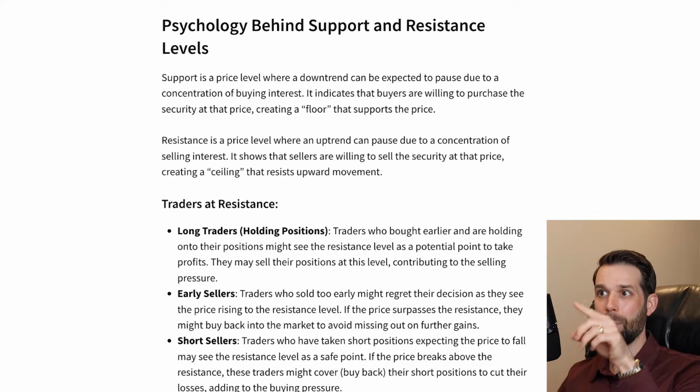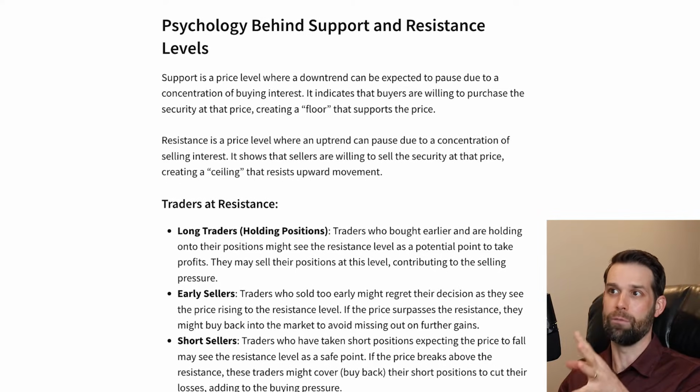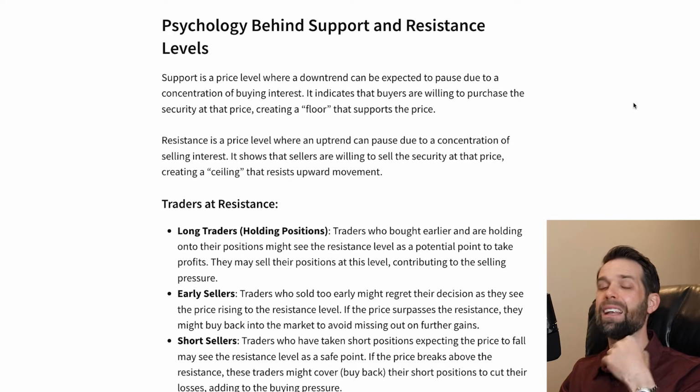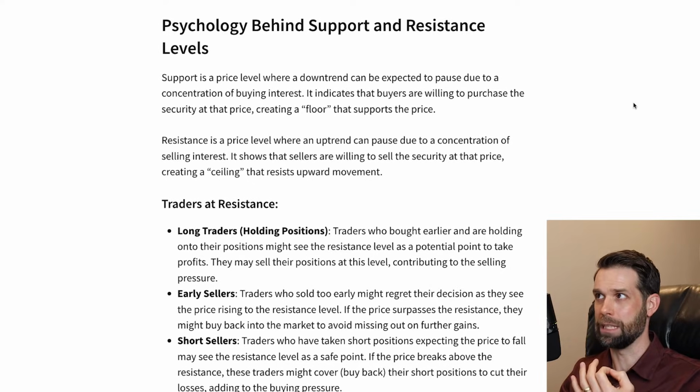So before we talk about the traders at resistance and the specific traders at the support levels and how they might influence resistance actually working or support actually working, let's just jump over and look at a few images and focus on what I just talked about, but have an actual visual representation as well. So let me bring up that tab right now.